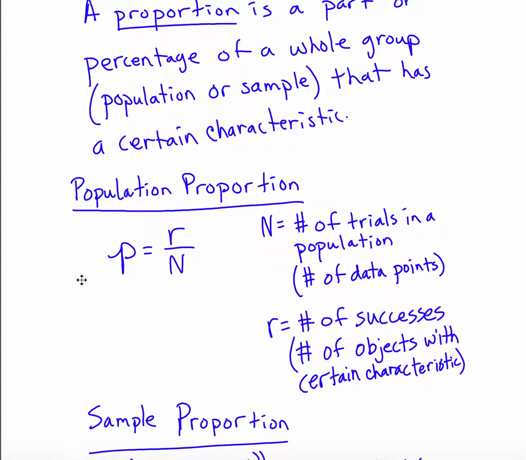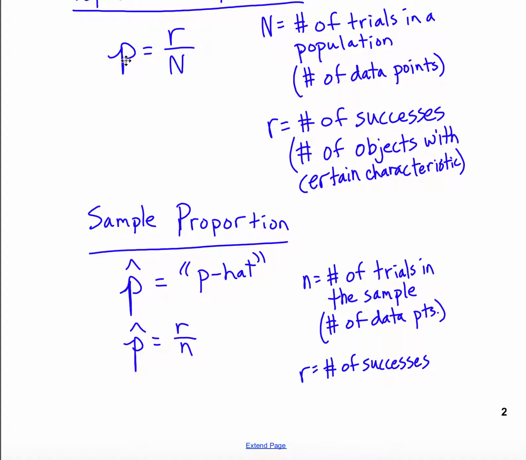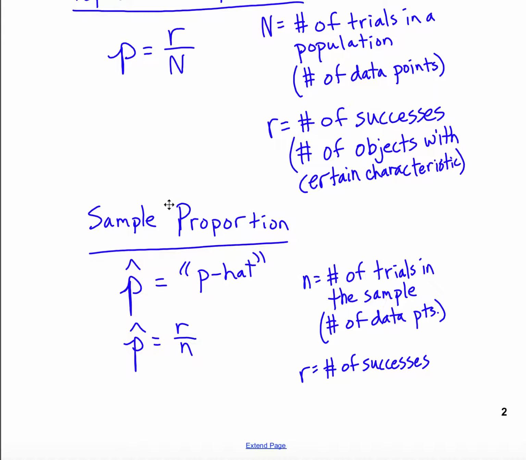Because we don't always have the population, we're going to look at a sample proportion. The symbol for that, to make it look different than this P so you know this one's from the sample and this one's from the population, we put a little hat over it. So we call it P hat. And it would be, again, R, the number of successes, over N, which is the number of trials in that sample, or the number of data points. That's how you calculate your sample proportion. That's how you calculate your population proportion. Again, normally you are doing the sample proportion.